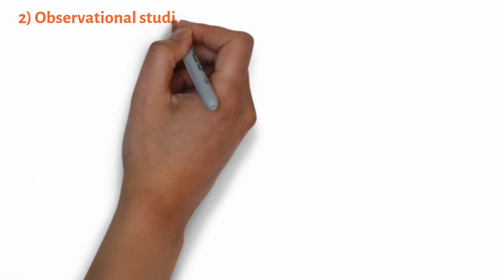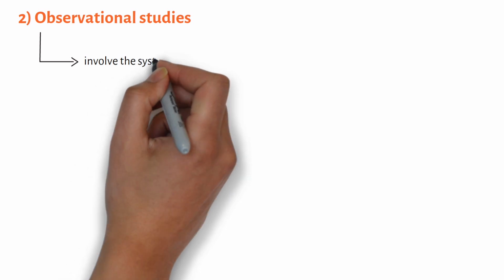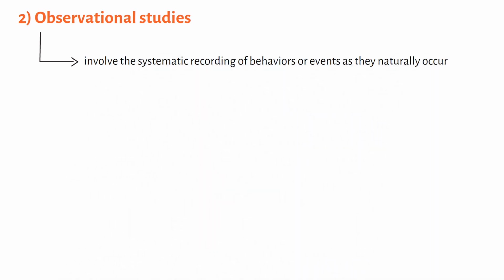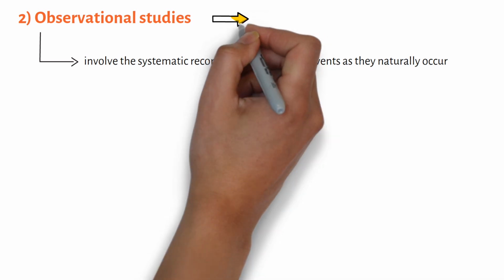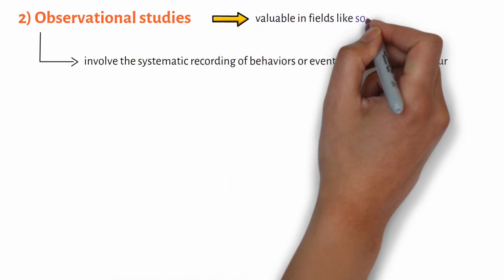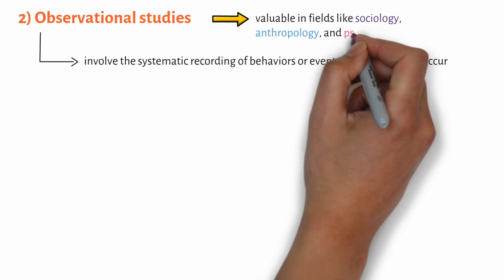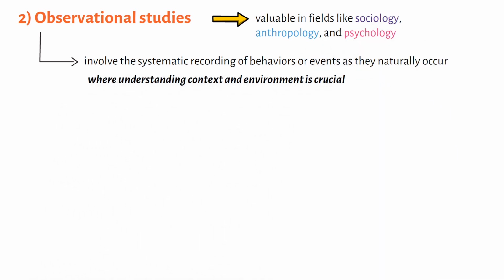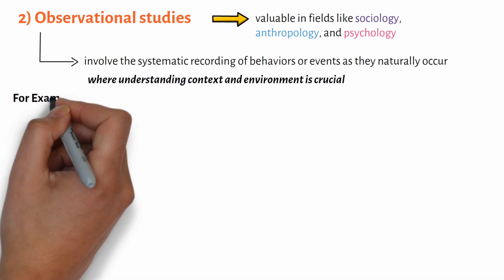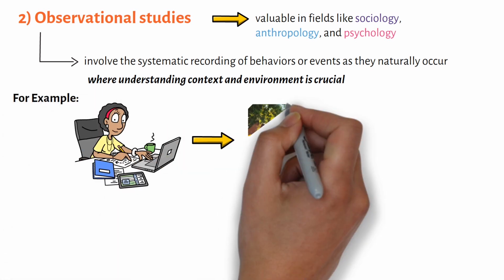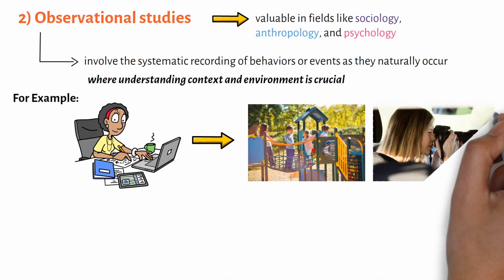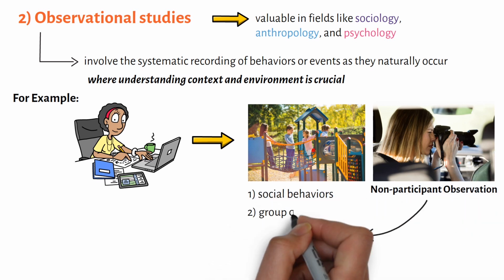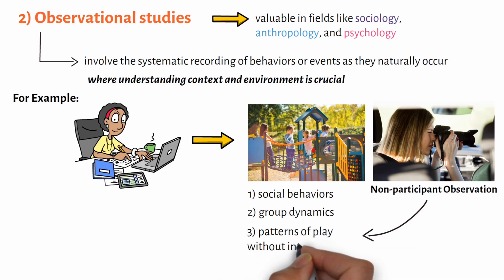Observational studies, on the other hand, involve the systematic recording of behaviors or events as they naturally occur. This method is particularly valuable in fields like sociology, anthropology, and psychology, where understanding context and environment is crucial. For example, a researcher studying the interactions of children in a playground might use non-participant observation to document social behaviors, group dynamics, and patterns of play without intervening.